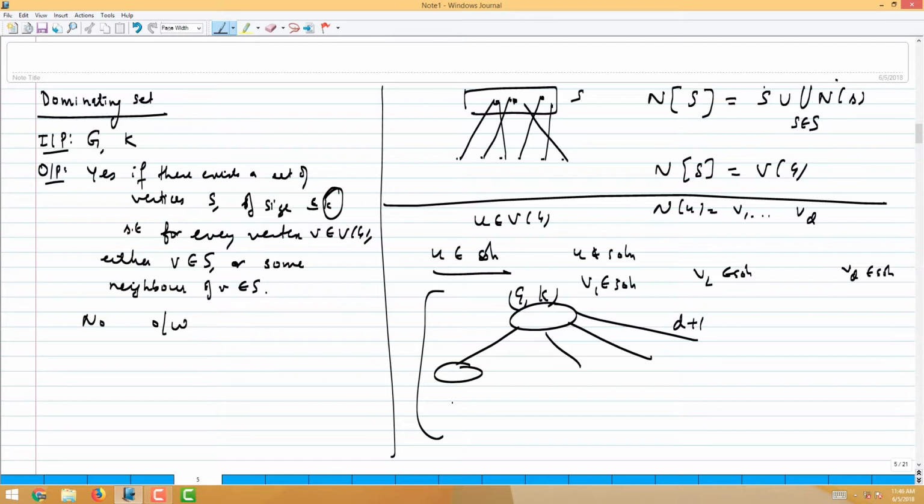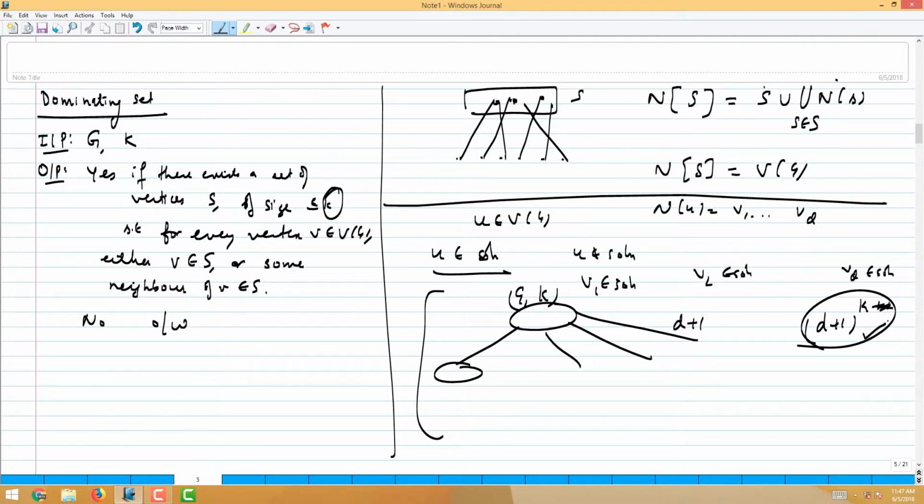So this looks like a D plus 1-ary tree. It's a complete tree where every vertex has D plus 1 children. How many nodes are there in this tree? Roughly D plus 1 to the K plus 1, or let's say the number of leaves is D plus 1 to the K, and the number of nodes is again some function of this. If D was small, say some constant, then this is an FPT algorithm.